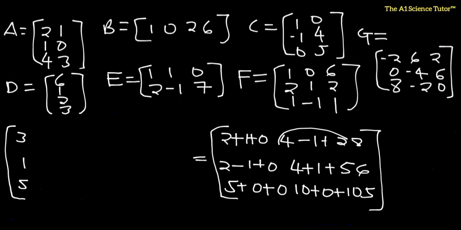Now here we have 4 minus 1 plus 28. 4 minus 1, that gives us a 3. Now 3 plus 28 should give us 31. Now here we have 4 plus 1, which is 5, and plus 56. So that should give us 61. And lastly, we have 10 plus 0, which is 10, and 10 plus 105, that gives us 115. So this is the answer to that question.